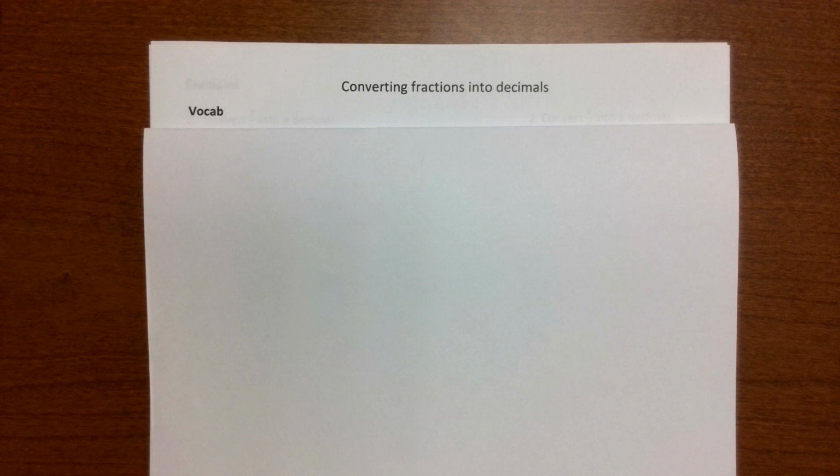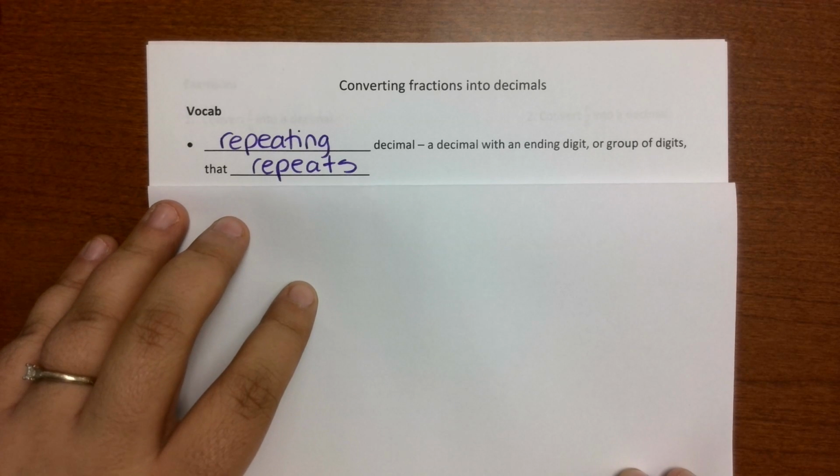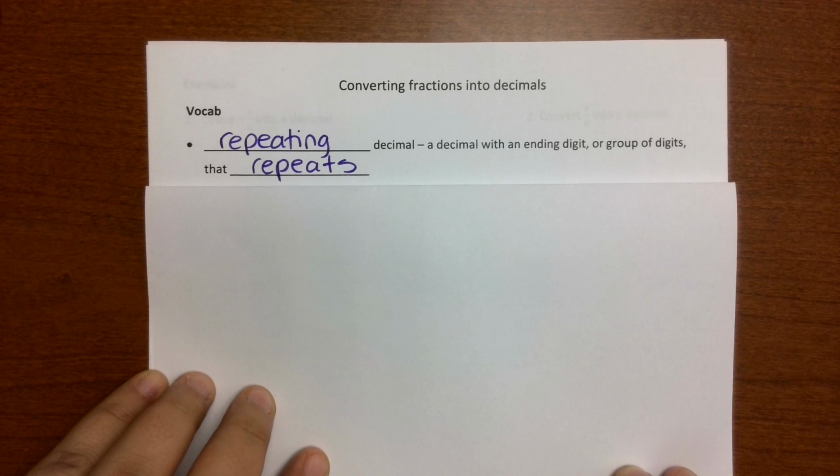Today our video is going to go over how to convert fractions into decimals. Before we get started, let's go over a few vocabulary words. The first word is a repeating decimal. A repeating decimal is a decimal with an ending digit or group of digits that repeats.